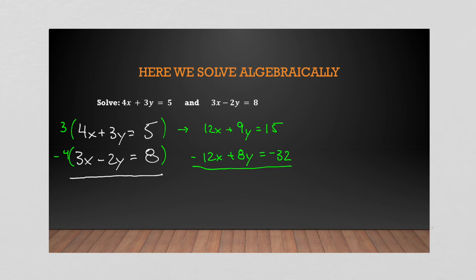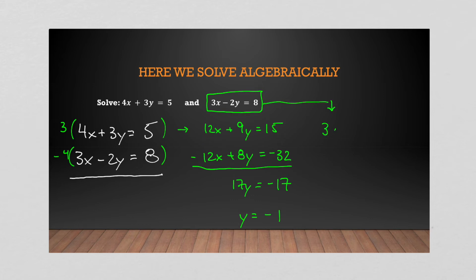You can see my x's disappear, and I end up with 17y is equal to 32 minus 15 is 17, so negative 17. So that means y is equal to negative 1. So from there, I can plug it into either equation. I'm going to pick this one. Don't plug it into the equations you've changed. Plug it into one of the originals.